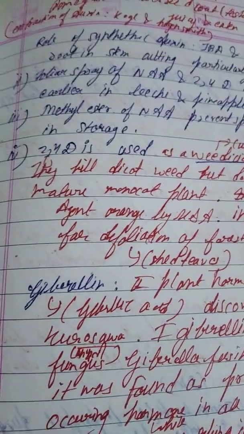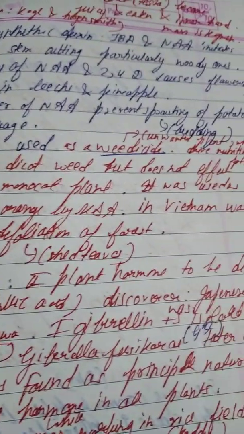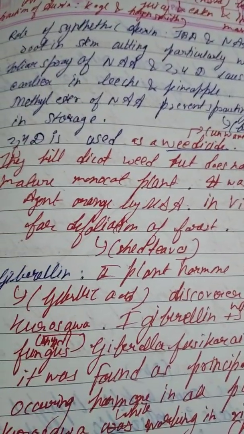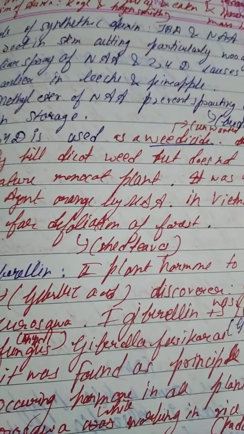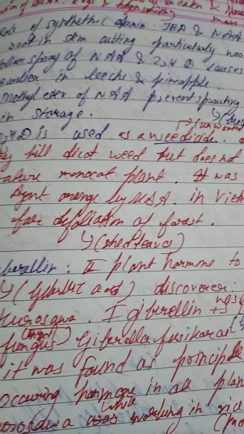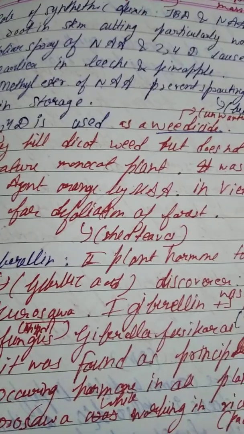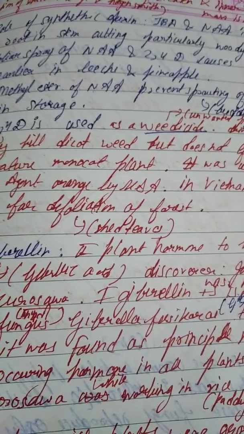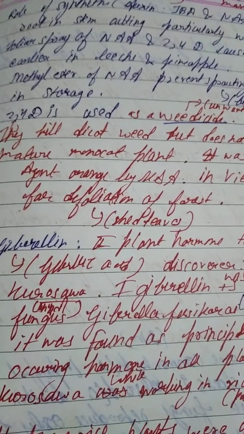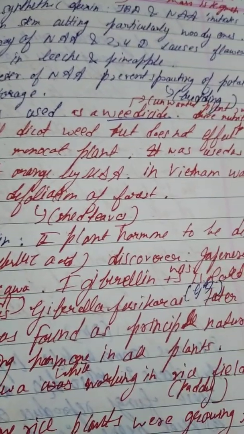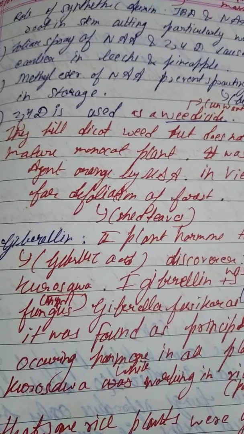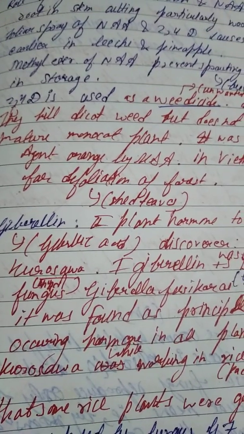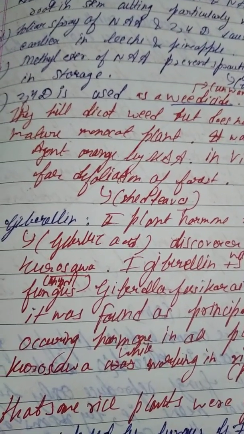Now some important facts about auxin. Foliar spray of NAA and 2,4-D causes flowering in lychee and pineapple. Please remember that. Methyl ester of NAA prevents sprouting of potatoes in storage. Please remember this. This is very commonly asked, which is used for preventing the sprouting of potatoes in storage. Methyl ester of NAA, and 2,4-D is used as a weedicide. It is also known as Agent Orange.